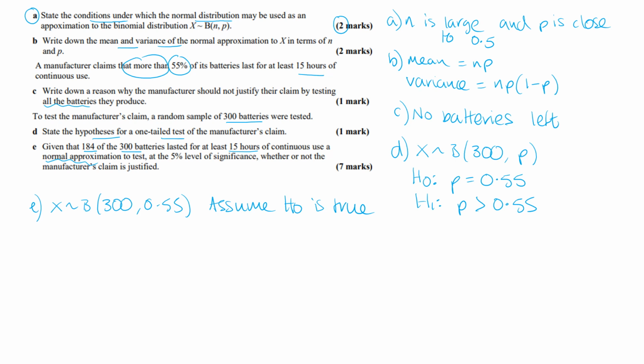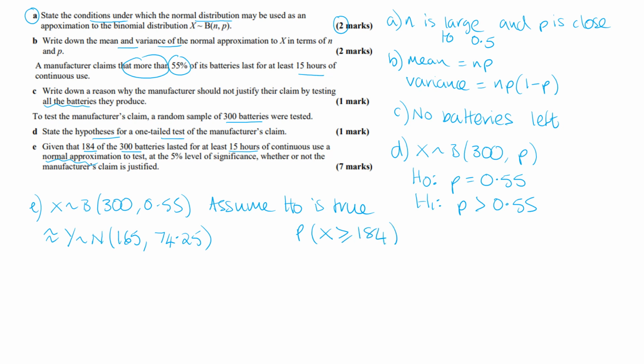Because we've used X already, in order to do an approximation, you have to introduce another letter. So Y is going to be normally distributed with np as our mean. So that will be 300 times 0.55, and that comes out to 165, and then np(1 - p), so the 165 times 0.45 comes out to be 74.25. Now we want to be testing the probability of X being bigger or equal to 184.